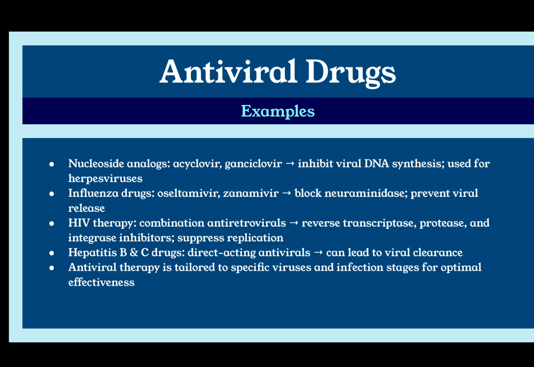For chronic viral infections such as HIV, combination antiretroviral therapy includes reverse transcriptase inhibitors, protease inhibitors, and integrase inhibitors to suppress viral replication effectively. Additionally, newer drugs target hepatitis B and C viruses, offering direct-acting antiviral therapies that can lead to viral clearance. These examples show how antiviral therapy is tailored to specific viruses and stages of infection to optimize effectiveness.